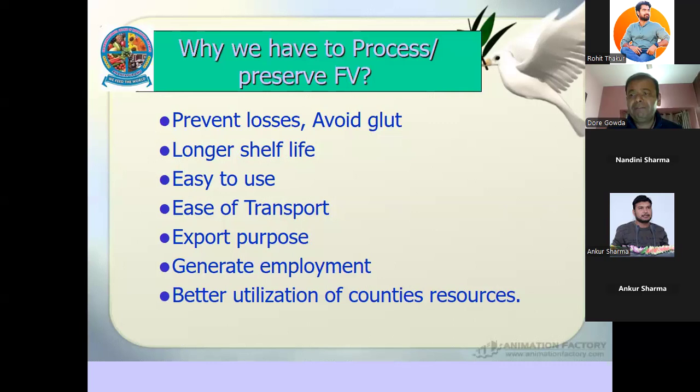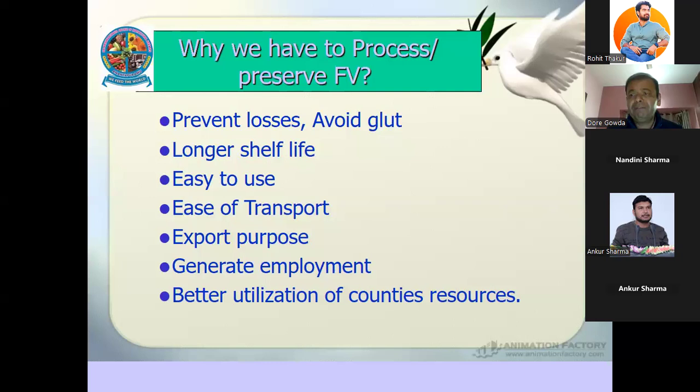It is also easy to transport, more so in the case of dehydrated products. For example, raisins, kismis. If you take 5 kg of grapes and dry them, we will get 1 kg of end product, 20 to 25%. So 5 kg is reduced to 1 kg. It will be easy to transport, and transport cost will be less after processing.